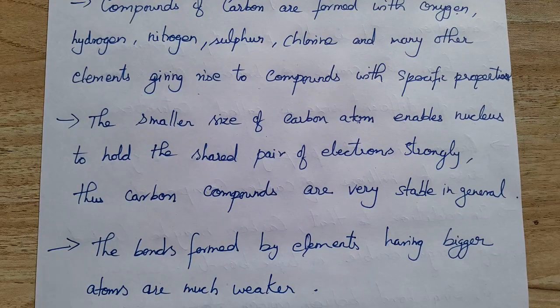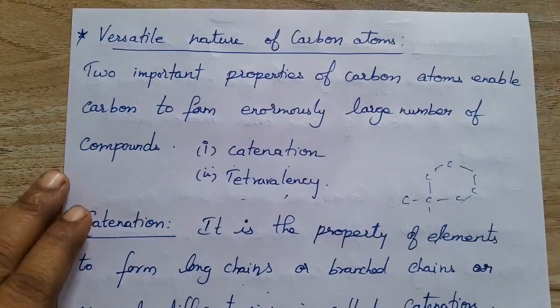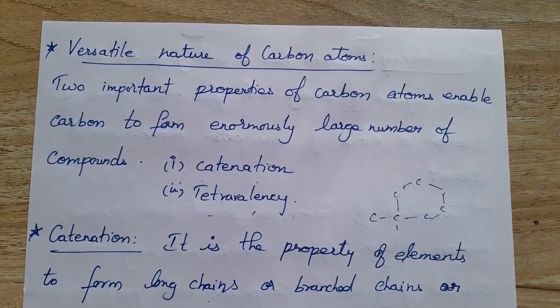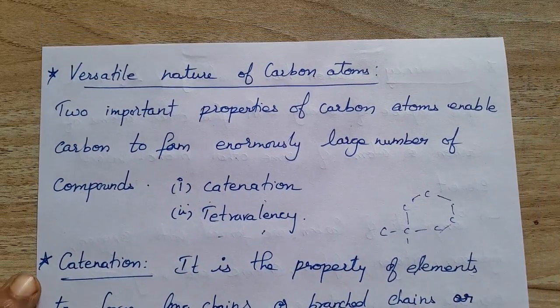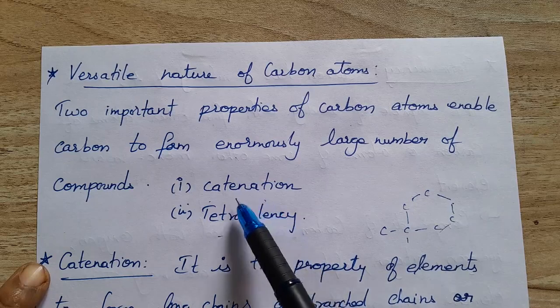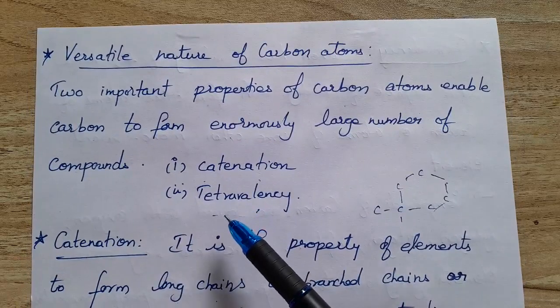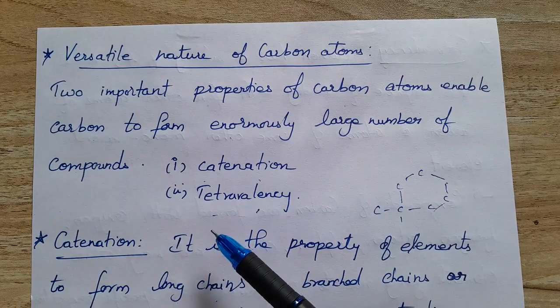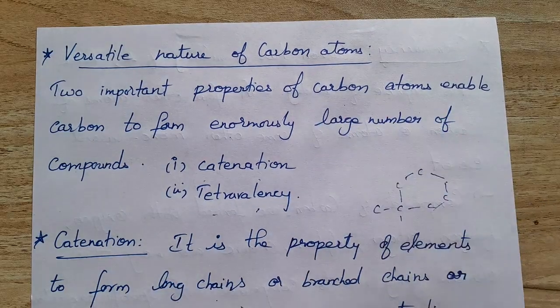So what makes carbon a versatile element? The catenation property and the tetravalency property. Tetravalency means it is able to combine with four carbon atoms or any other atoms. And catenation is the property to form large chains of carbons or branched chains of carbon like this. These two properties make carbon versatile in nature. Okay, thank you.